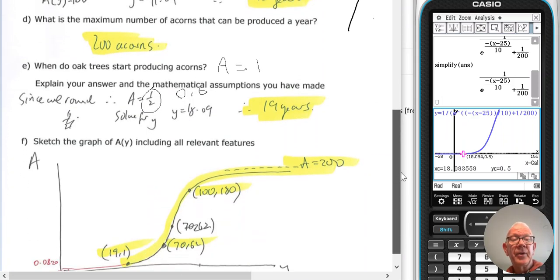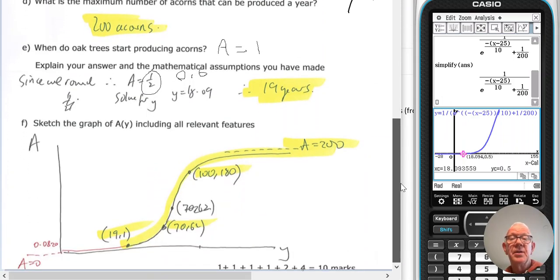And the graph is just putting together all the bits and pieces that we saw before. And these points here come from the answers that you had from A, B, C, and D.